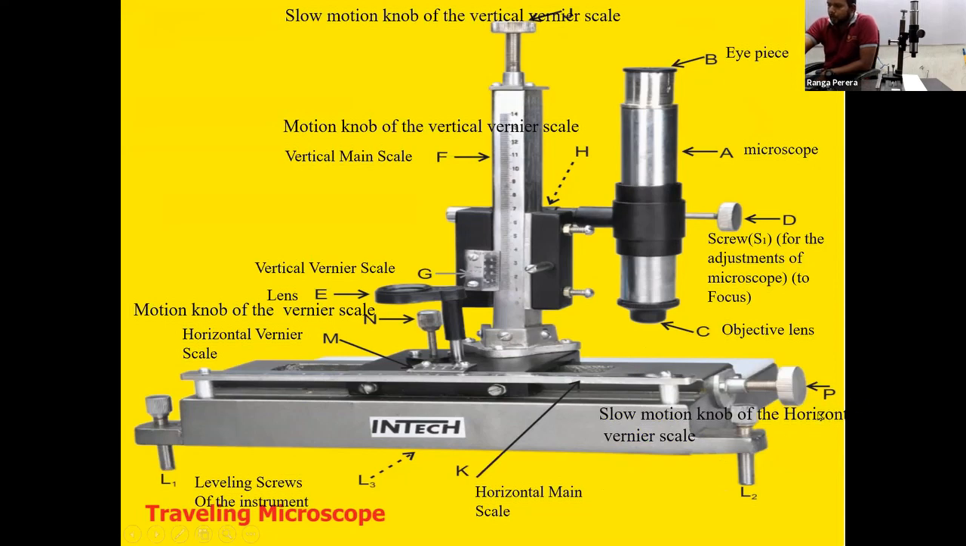Here, P represents the slow motion knob. It only gives very small movements. Slow motion knob of the horizontal vernier scale. Anything to ask? We have written the components and identified them. Now we can take the measurement.